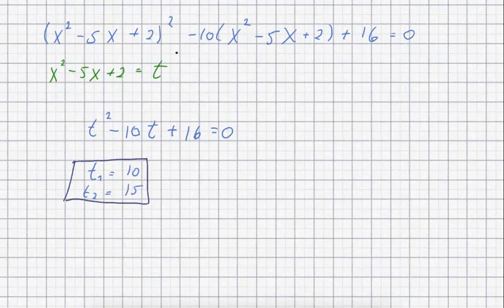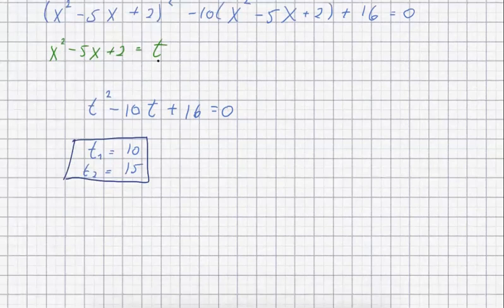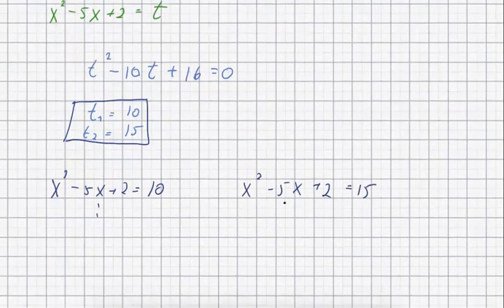So this is t, but it's not x. And we know t is this one. So then we need to do x squared minus 5x plus 2 equals 10 and solve that. And same thing, plus 2 equals 15 and solve that. Got it. And then you have to get 2 answers. Then you have 2 answers here and 2 answers here. So actually you're gonna have 4 answers.